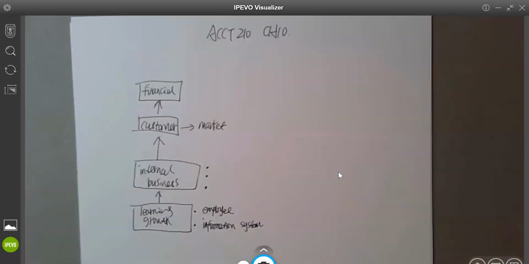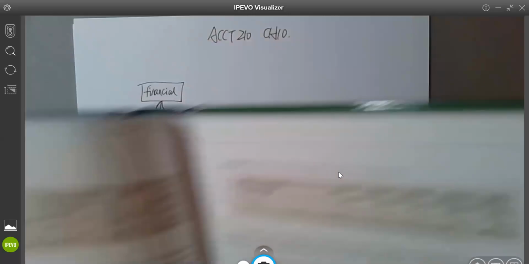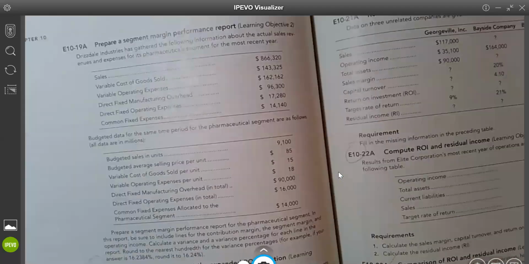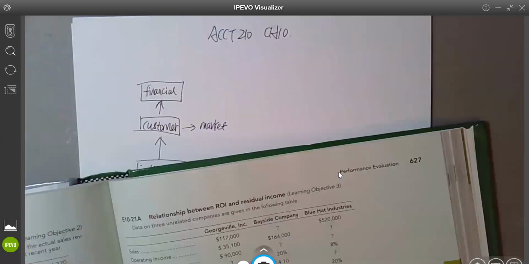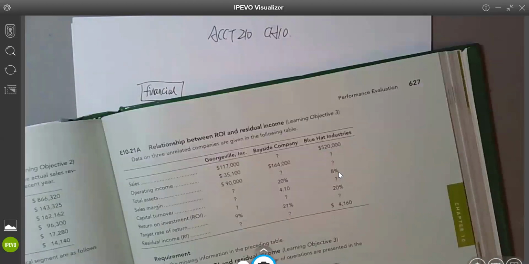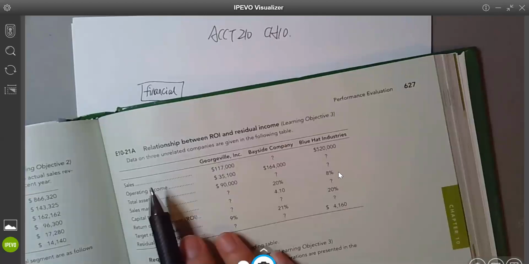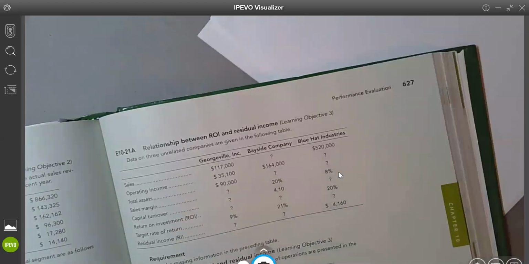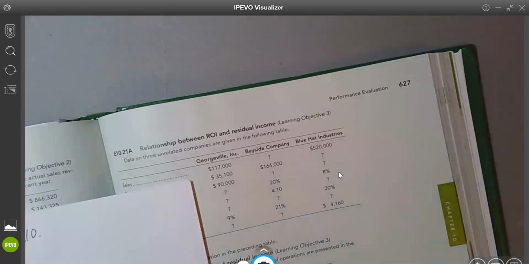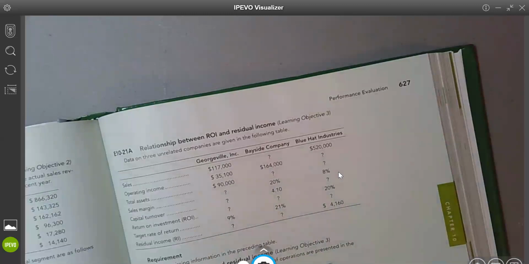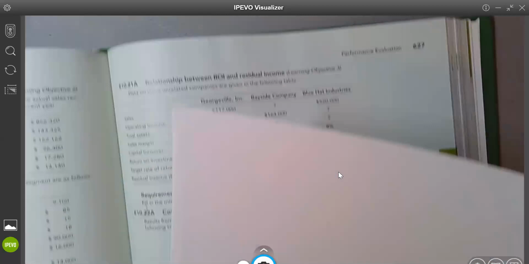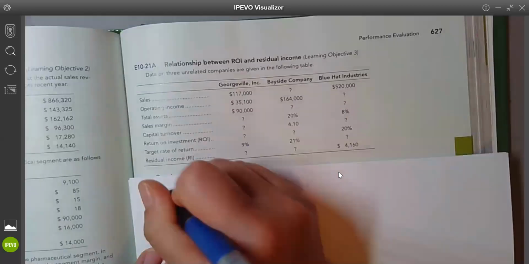So let's look at this question. I believe it is question 21. Let's look at this question, and then we can see what you need to know. Okay, question 21, talking about all these numbers and then missing information. So let's work together. I'm on page 626, and we are looking at question 21.